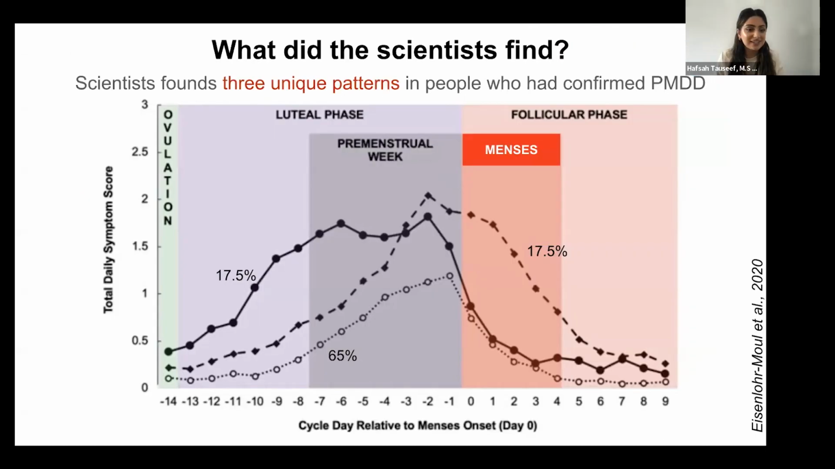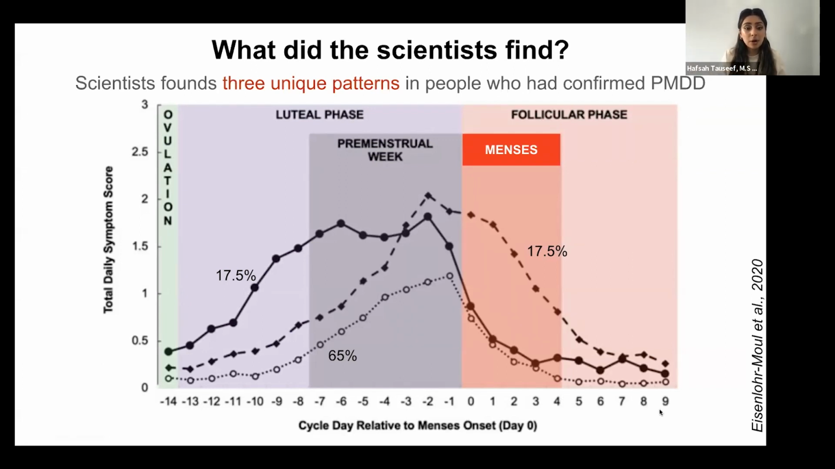Okay, so what did we find? Before I describe what we found, I want to explain the structure of the graph. Tory, if you don't mind pointing. Here on the bottom x-axis, we have the days across the menstrual cycle. Menses onset is here, between -1 and 0. And ovulation is on -14, in the green bar. Each number on the x-axis represents a day.